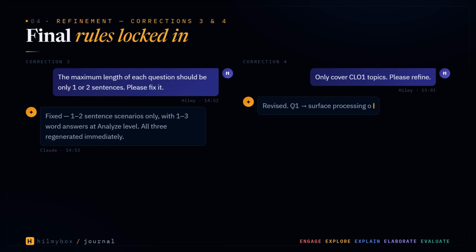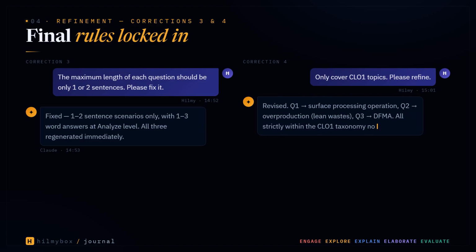Correction 4 at 15:01. Only cover CLO1 topics. Please refine. Claude: Revised. Q1 to a surface processing operation, Q2 to overproduction among the lean wastes, and Q3 to DFMA, all strictly within the CLO1 taxonomy now.